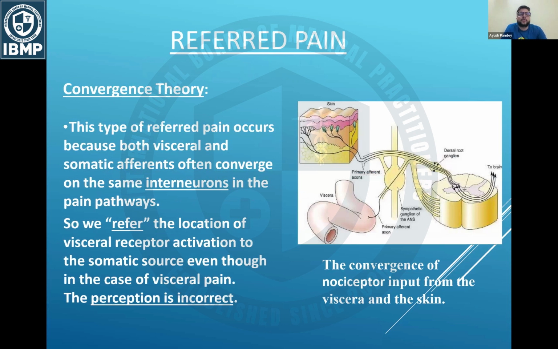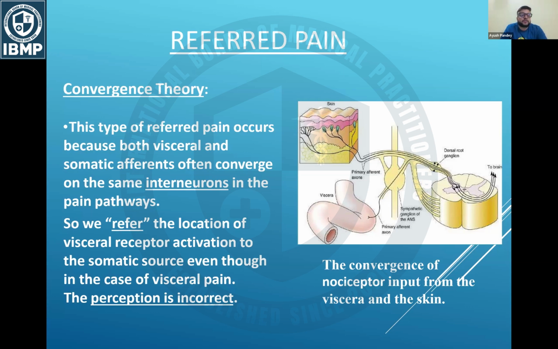There is a very famous theory associated with referred pain, the convergence theory. This type of referred pain occurs because both visceral and somatic afferents often converge on the same interneurons in the pain pathway. If you look at the diagram, there is convergence onto the same interneurons in the pain pathways. So we refer the location of visceral receptor activation to the somatic source, in the case of visceral pain. This is the convergence of nociceptor input from the viscera and skin.